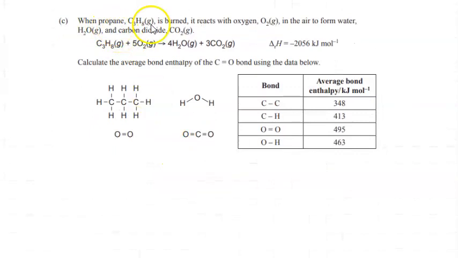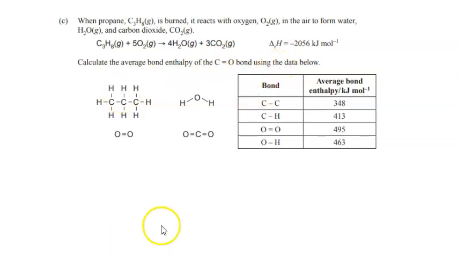So when propane, C3H8, is burned, it reacts with oxygen in the air to form water, H2O gas, and carbon dioxide, CO2 gas. So we've got propane plus oxygen goes into water and carbon dioxide. And in this case, it tells us the change in enthalpy of the reaction. So for this question, they're asking us to calculate the average bond enthalpy of the carbon to oxygen bond, and this is a double bond, using the data below.